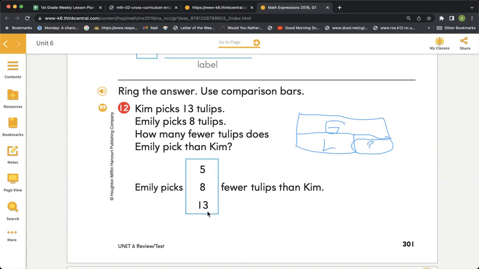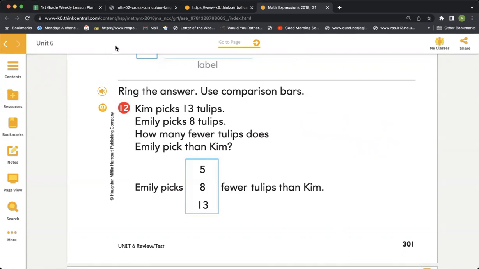It says Emily picks, your answer should be one of these. Emily picks a number fewer tulips than Kim. So go ahead, pause and solve. Remember, if this is tricky for you, you can always draw 13 circles up there and 8 circles down here and match them up if you need to. If you need more time on this, please continue to pause.